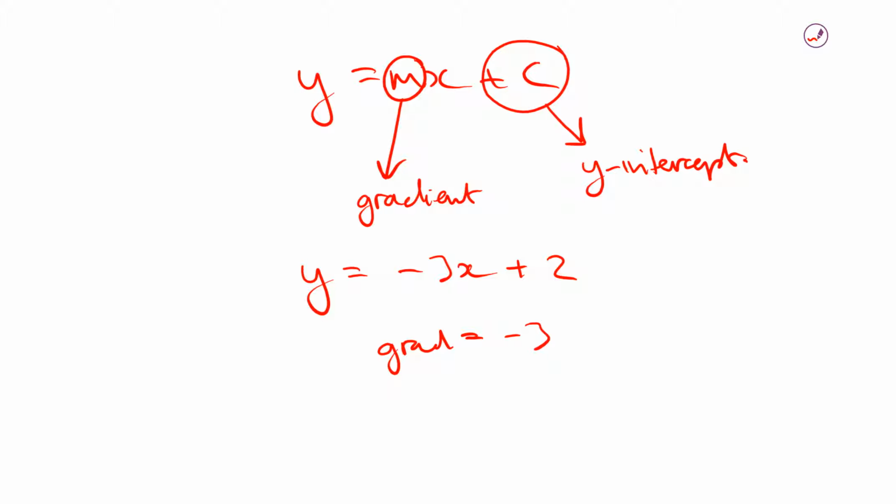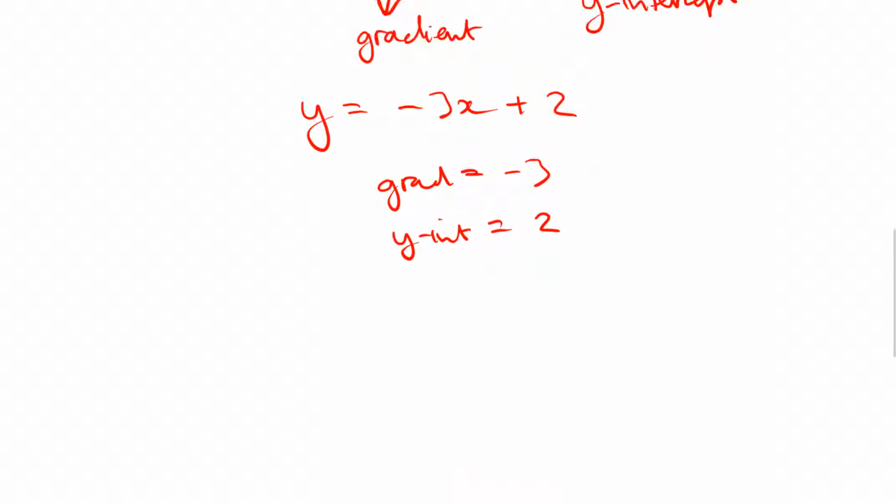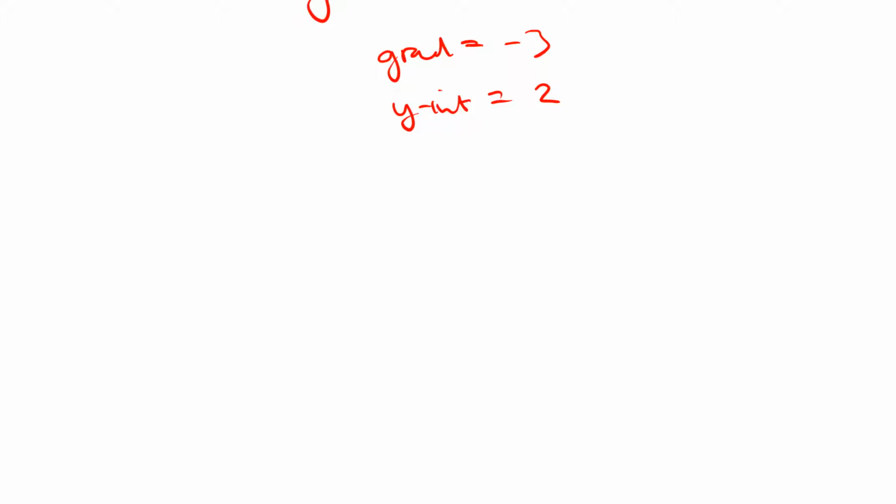Too many people go, minus 3x. No, it's just minus 3. It's just the number in front of the x, yeah? So the y-intercept is... What's the y-intercept? 2. Cool. Okay, so that's the basics. Let's get even more complicated.